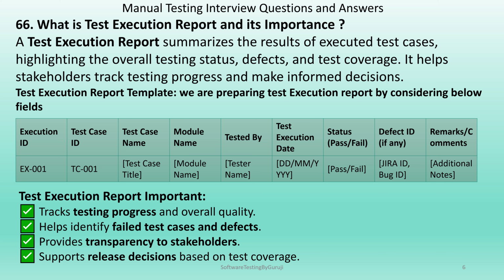Let's understand the test execution report importance. First, track testing progress and overall quality. Second, helps identify failed test cases and defects. Third, provides transparency to stakeholders. Fourth, supports release decisions based on test coverage. So this is all about the test execution report and its importance. Let's move to another question.